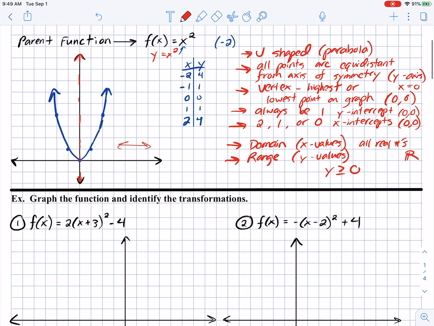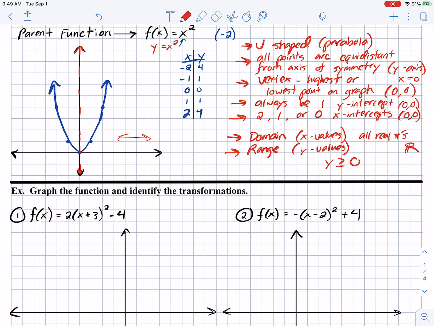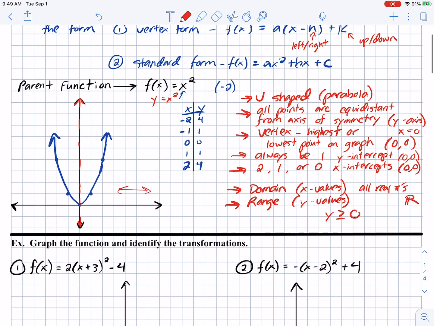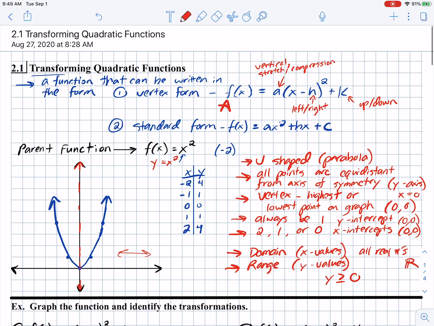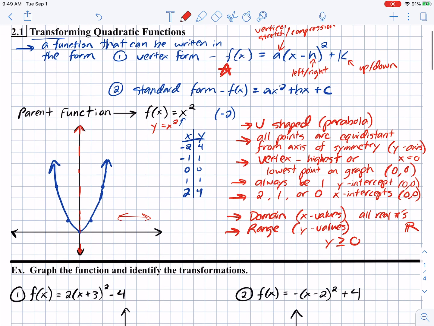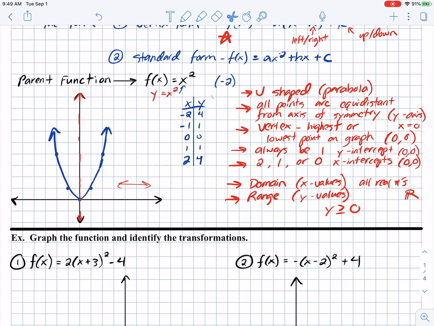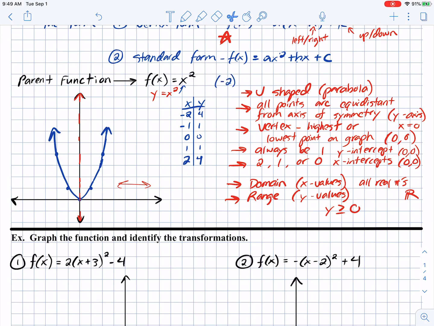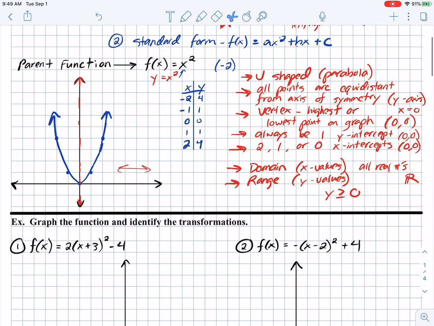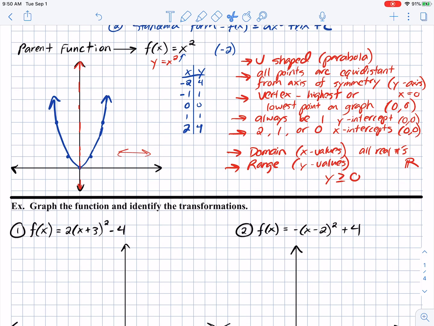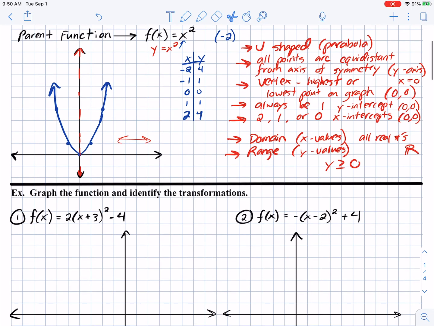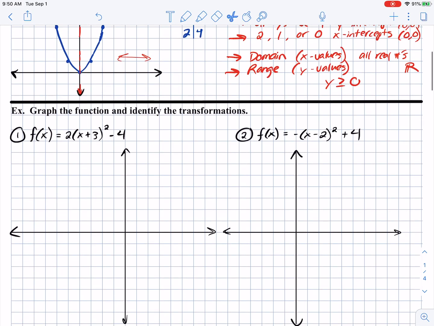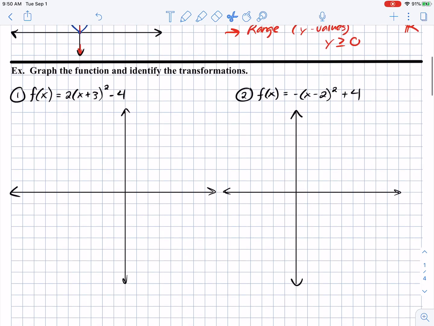Okay, those are our most important properties and components of quadratic functions. Let's go graph some that are in vertex form. I'm going to show you a way to graph those. Something you might want to do is have your parent function values handy, because we're just going to apply transformations to those. Let's do this first example together, and then I'll let you try number 2 on your own.